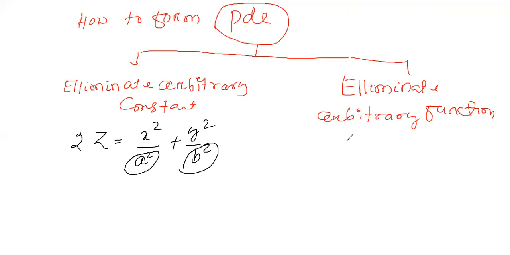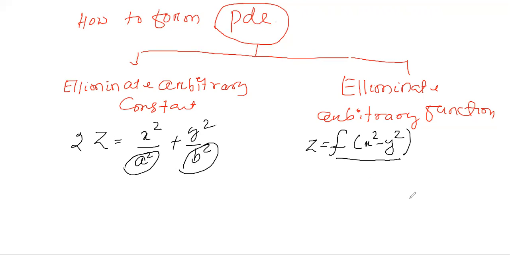Similarly, another example we consider here: suppose z is equal to f of x square minus y square. This is the arbitrary function; f means a function. We eliminate the arbitrary function and produce the partial differential equation. That is one process.